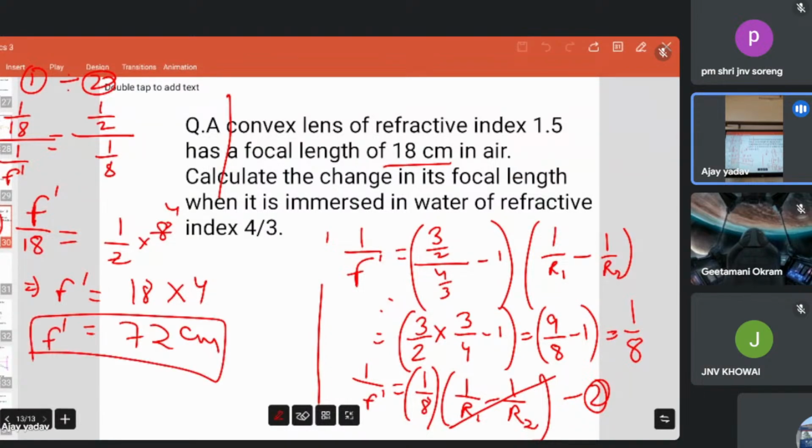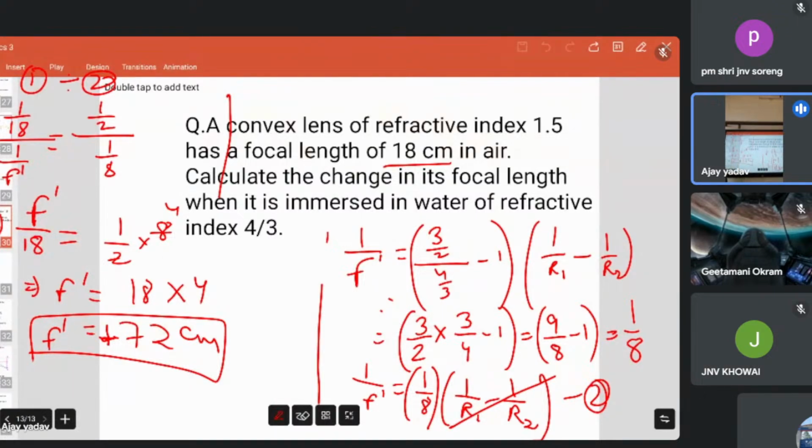Okay. So here the sign is positive. Sign is positive means the nature of the lens does not change. Before it is convex, now it is also convex. But what happened? Its focal length increased. Initially its focal length is 18. Now its new focal length is 72 centimeter. So if we dip a lens in a medium, if the refractive index of the lens is greater, then its nature will not change.